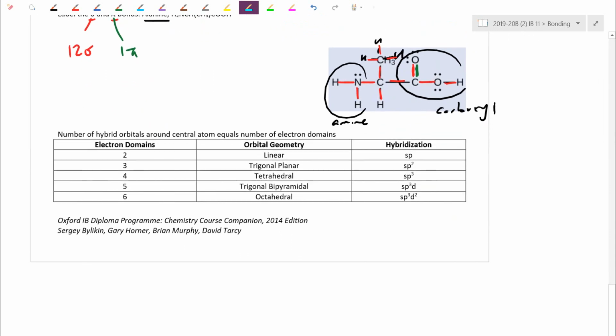Here's that table that I just mentioned. We've been using the blend that I need for linear as sp. Back when we did ethene with the double bond, trigonal planar, I did sp2. I traded in 3 orbitals to blend. Tetrahedral was the first example, sp3.